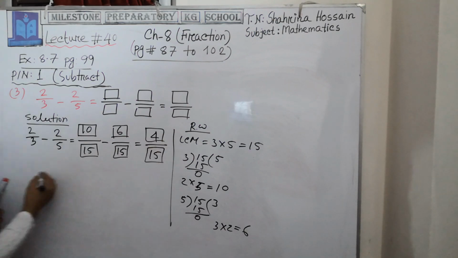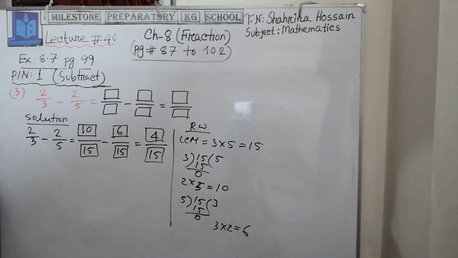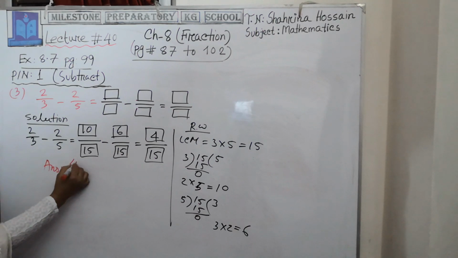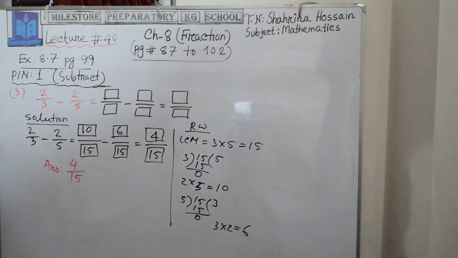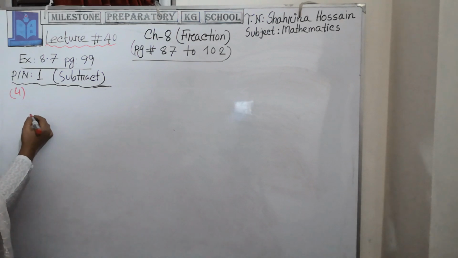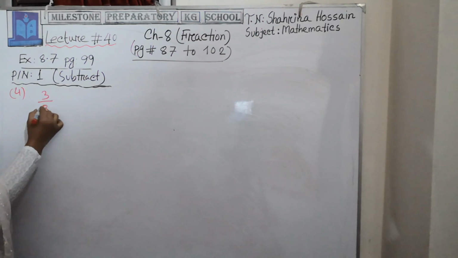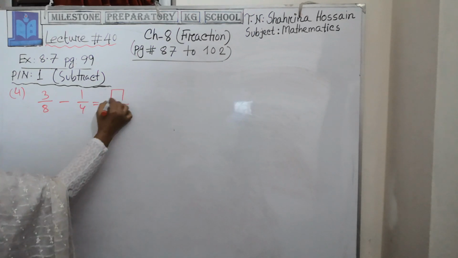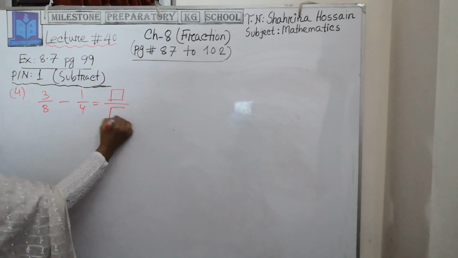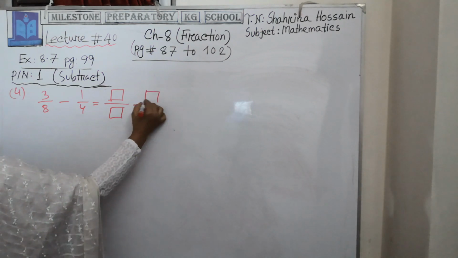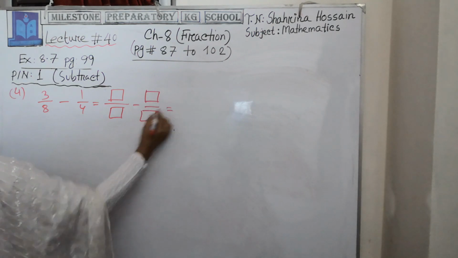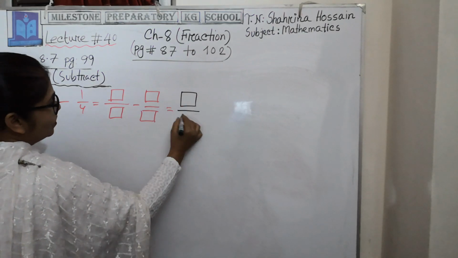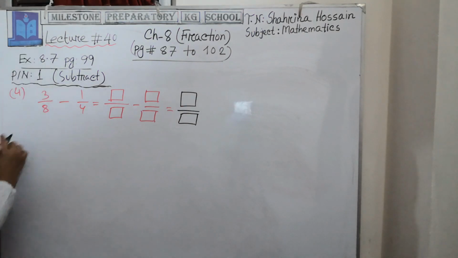Very good. So we get the answer by doing the calculation: 4 by 15. Number 4. Here the fraction is 3 by 8 minus 1 by 4. Then box by box. Solution.